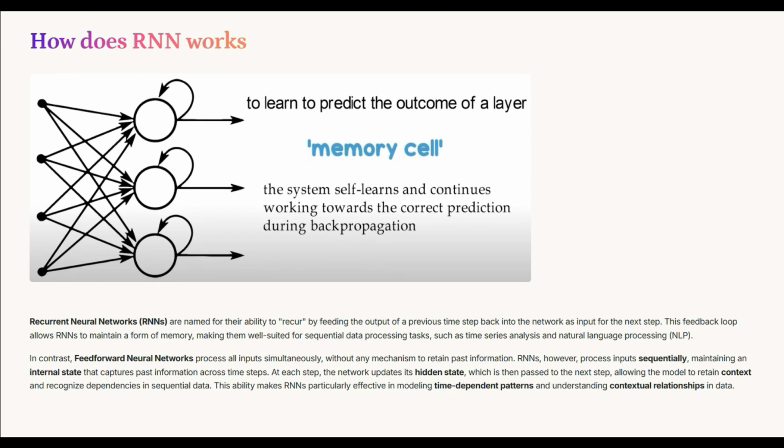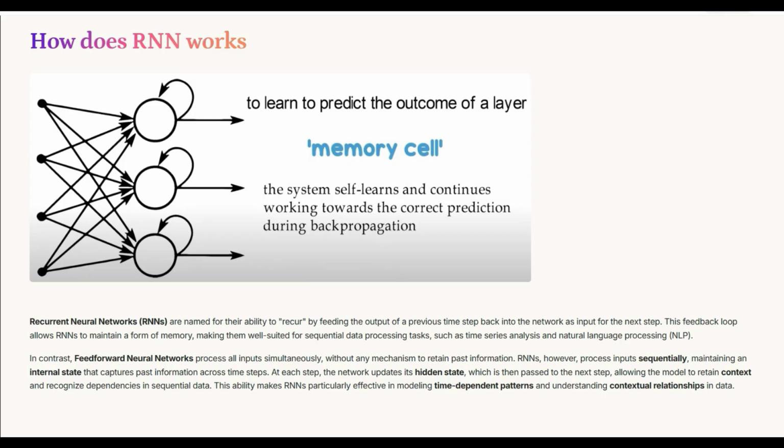Recurrent neural networks, RNNs, are named for their ability to recur by feeding the output of a previous time step back into the network as input for the next step. This feedback loop allows RNNs to maintain a form of memory, making them well-suited for sequential data processing tasks, such as time series analysis and natural language processing, NLP. In contrast, feed-forward neural networks process all inputs simultaneously, without any mechanism to retain past information.